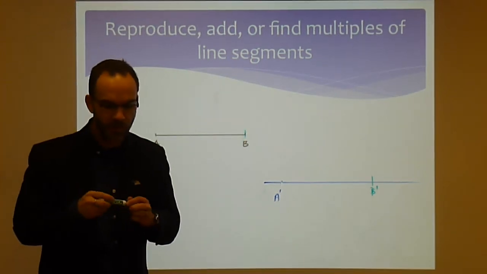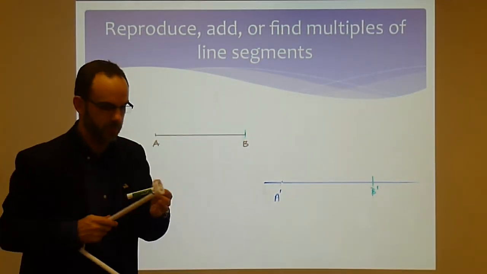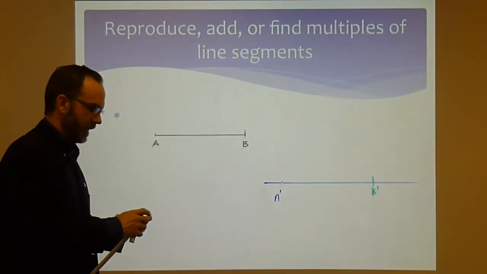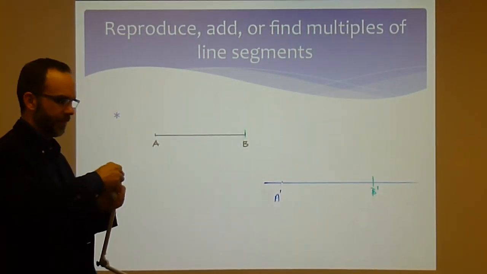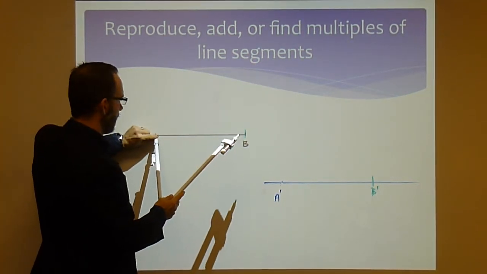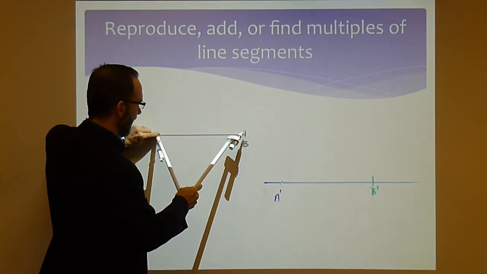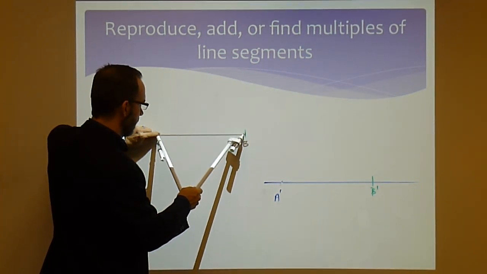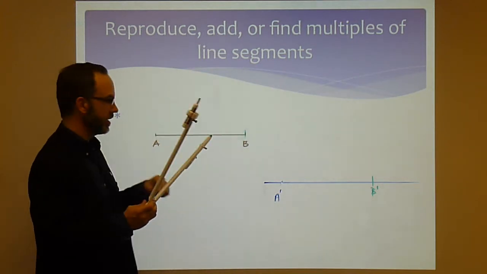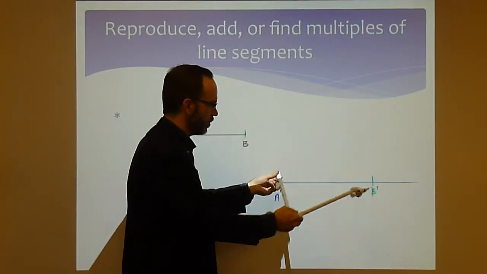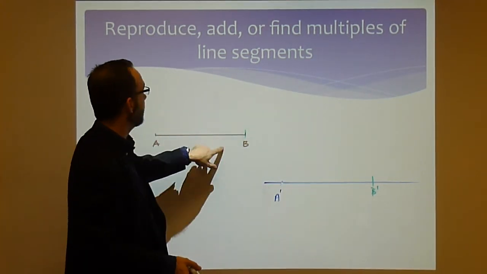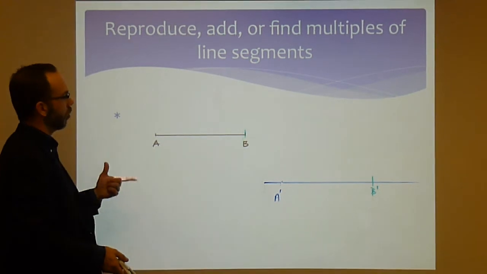Now, were I doing it with the compass, it would look like this. I would put the spike on A, and I would open my compass up exactly to B there, and then without changing the distance, I would come over here and do my sweep. So this distance right here, A prime to B prime, is the same distance as A to B. So that's how I would reproduce it.